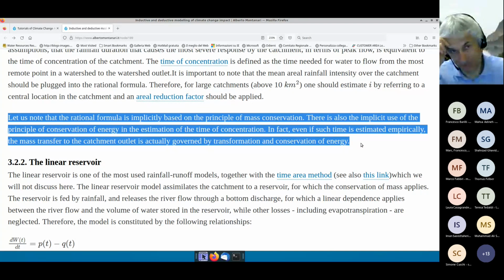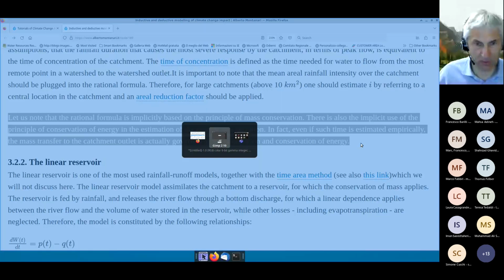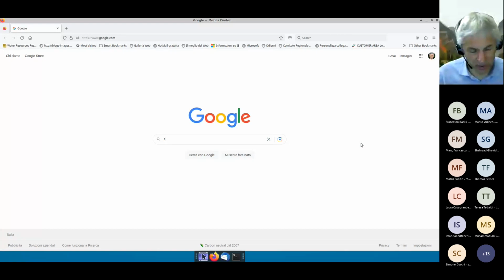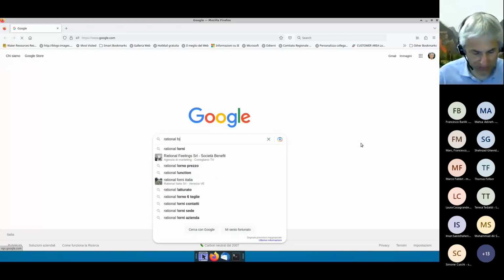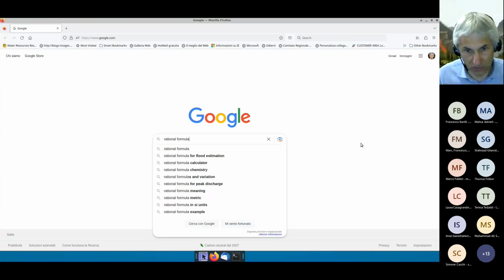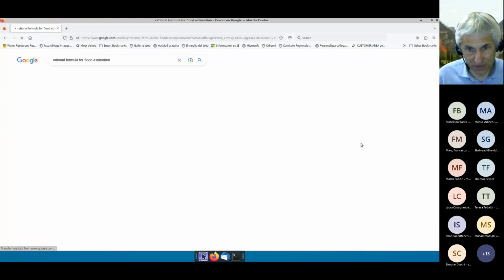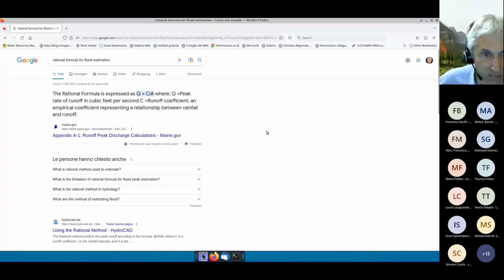Okay. No questions. And if you are interested in getting more information, let me just open a Google page with the rational formula for flood estimation. You get a lot more details. And for instance, this is a PDF. I think it looks like a technical report from the US.